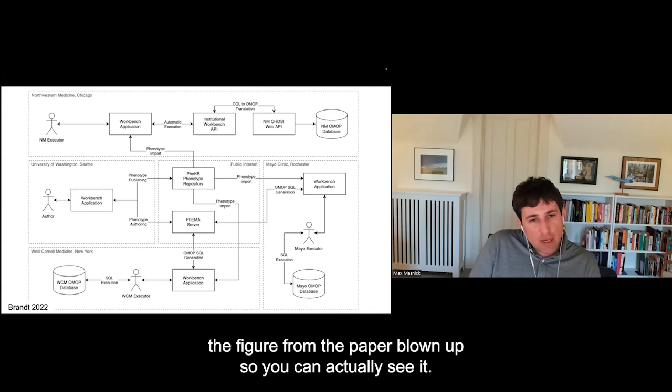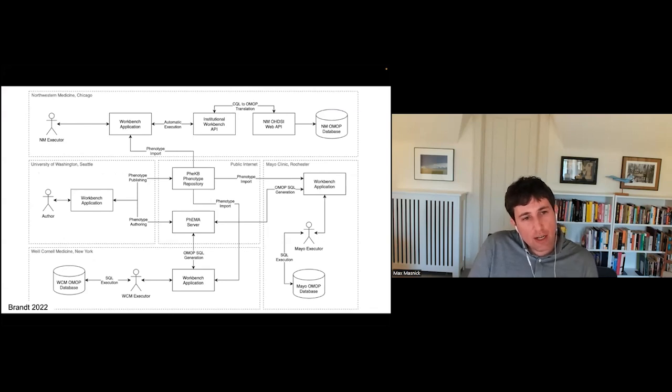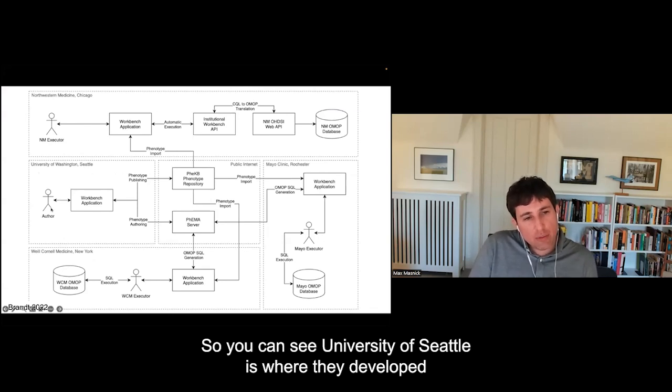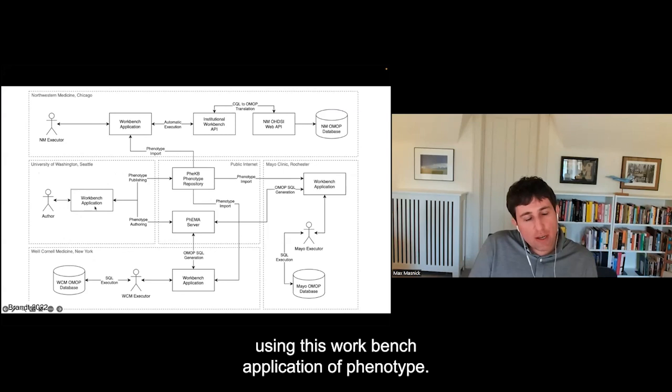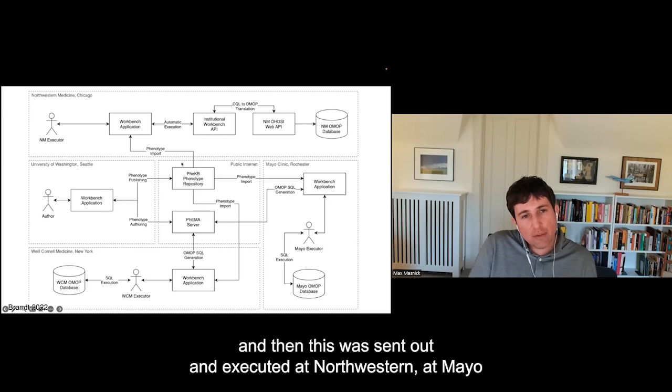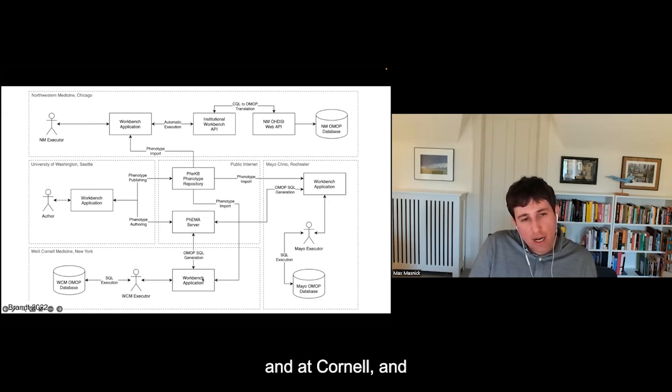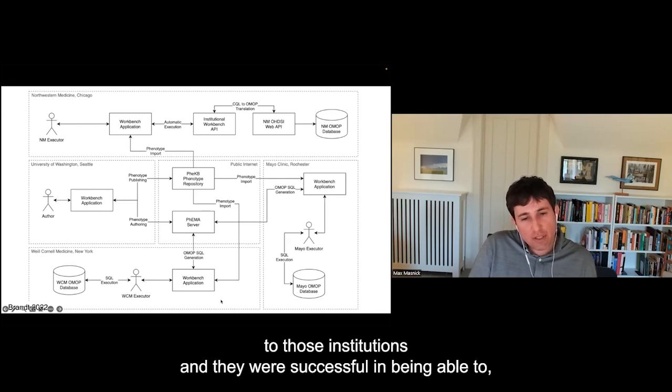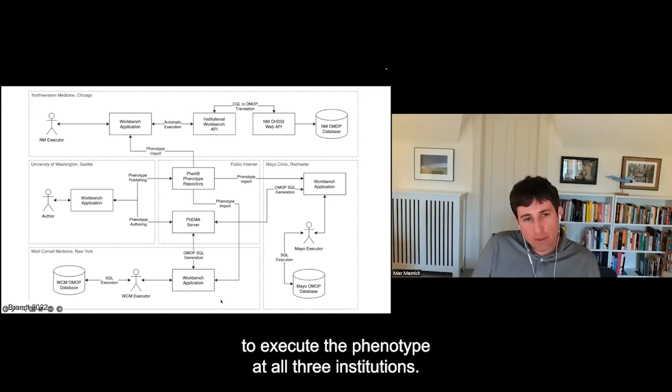Here's that figure from the paper blown up so you can actually see it. So you can see University of Seattle was where they developed the phenotype using this workbench application. They published this in PhiKB, which is an online phenotype repository. And then this was sent out and executed at Northwestern, at Mayo, and at Cornell in a few different ways that were specific to those institutions. And they were successful in being able to execute the phenotype at all 3 institutions.